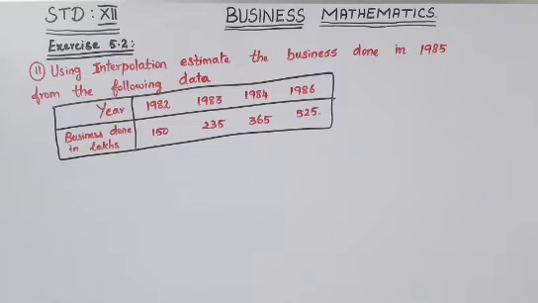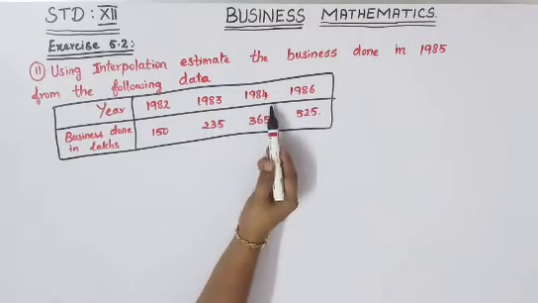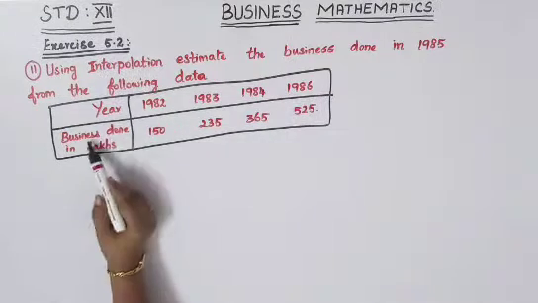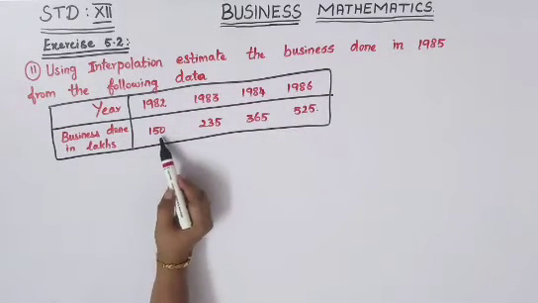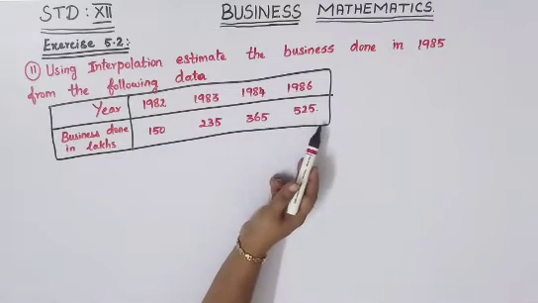Standard 12th Business Mathematics exercise 5.2, 11th question. Using interpolation, estimate the business done in 1985 from the following data. The years are given: 1982, 1983, 1984, 1986. Business done in lakhs: 150, 235, 365, 525.